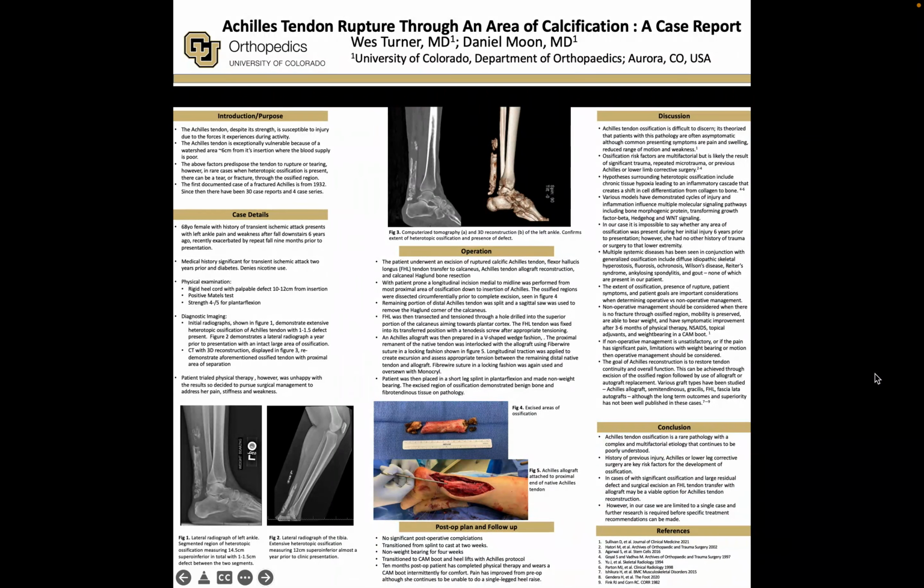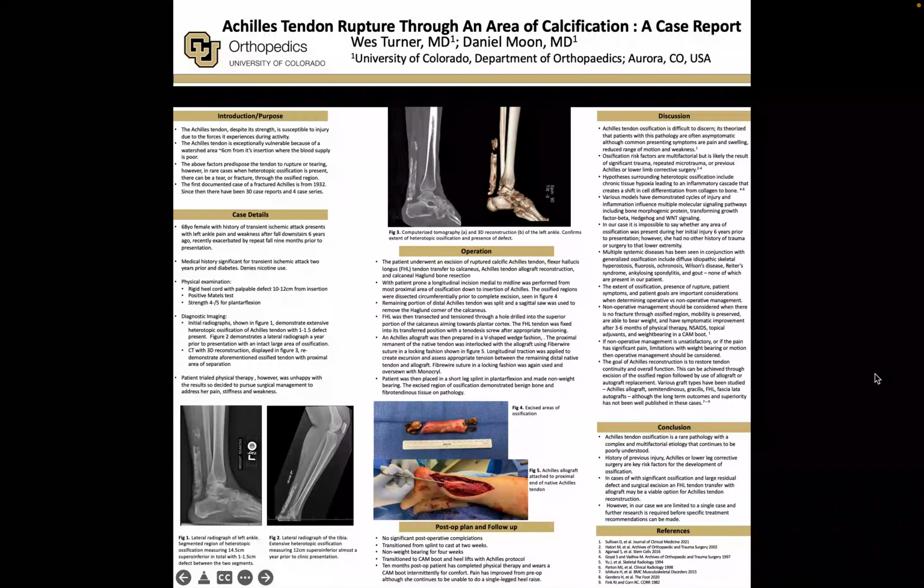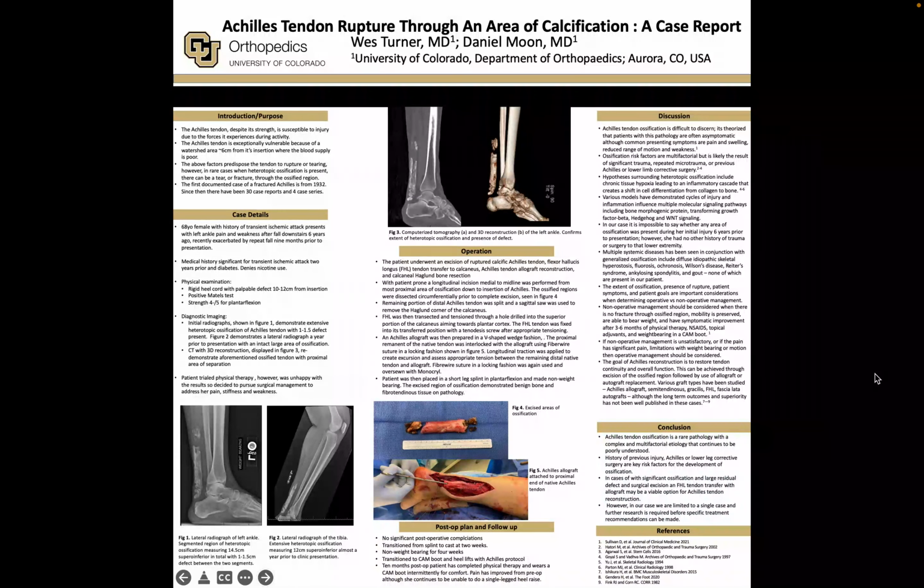The areas of calcification and ossification were sent to pathology where it demonstrated benign bony growth, as well as fibrinous fibrotendinous tissues. Postoperatively, she had no complications. She was transitioned from a splint to a cast at 2 weeks. She remained non-weight bearing for 4 weeks.